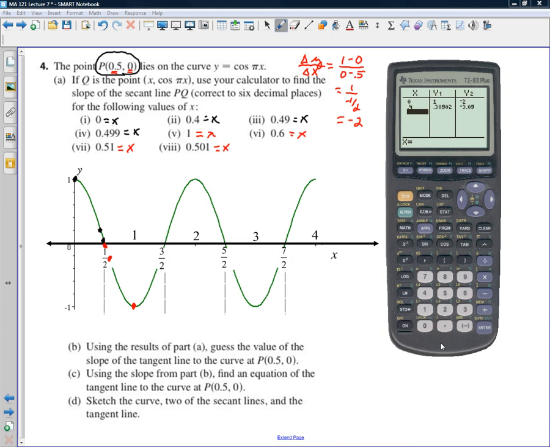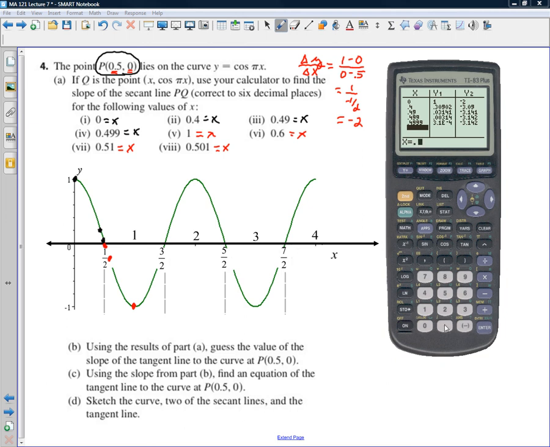Let's put in 0.49. That's number Roman numeral 3. Let's put in 0.499. We could even take it a step further. The calculator doesn't mind. We could get a point even closer to 0.5.